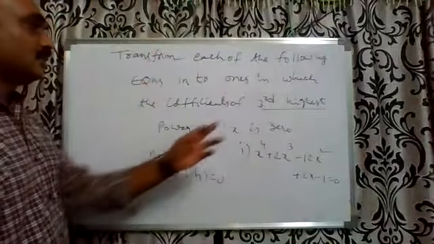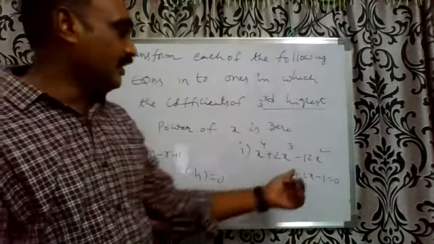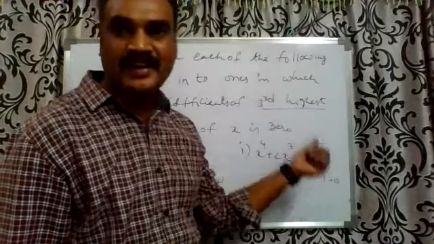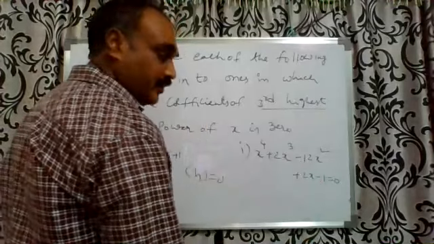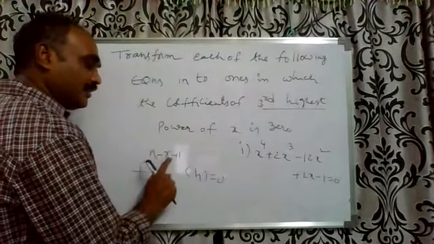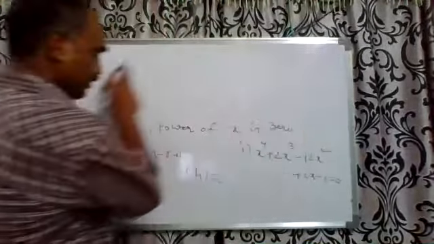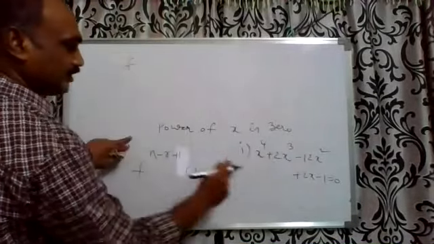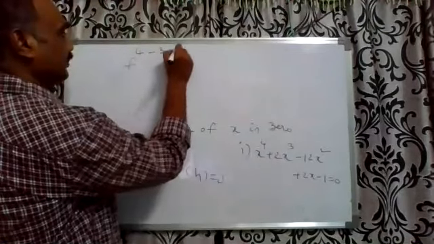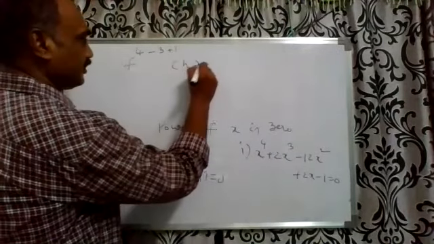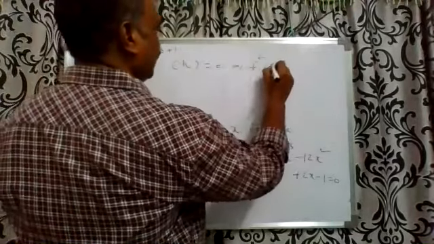Question number 1, eliminate third highest power. In given problem, third highest power is x square. Eliminate x square term, find transformed equation. Use this formula, f power n minus r plus 1 of h is equal to 0. Here n is equal to degree 4. Eliminate third highest power, r is equal to 3, n minus r plus 1 of h is equal to 0. Implies f power 4 plus 1, 5, 5 minus 3, 2. F square of h is equal to 0.